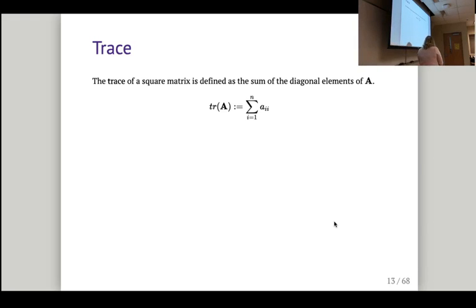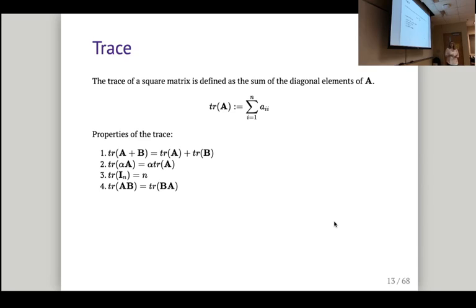So the next useful property or function related to a matrix is something called the trace of the matrix. For a square matrix, the trace is defined as the sum of the diagonal elements in the matrix. So the trace just takes everything on the diagonal, adds it up, and ignores the off-diagonal entries. Those do not enter the trace in any way. So the trace is just defined as the sum of the diagonal elements.